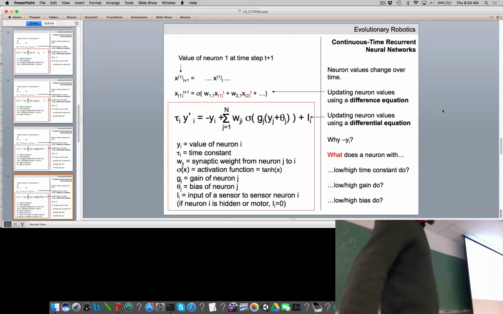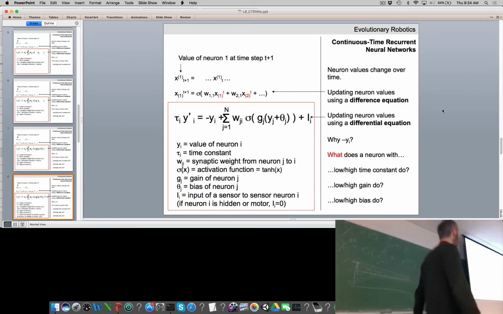All right. That's CTRNNs. I promised you in this pair of lectures that we were going to do minimal cognition. This is not really a minimal model of the brain, but it's still relatively simple. Trust me, they get much more complicated from here. Okay. This is what we're going to use. This is the kind of neural network that's going to be used in the experiments we're about to see.